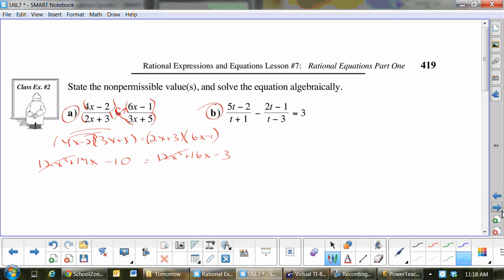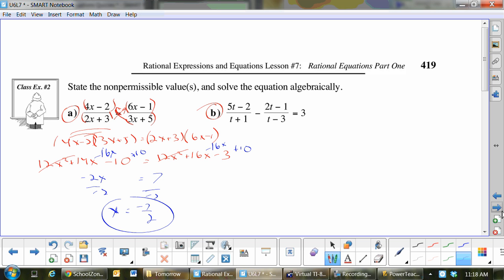What I want to do is I want to get 16x out of the other side. I want to bring it over here. I want all my x's on the left. Why? I just do. I like my x's on the left. Okay, so that will be negative 2x. And then I'm going to add 10 to get that out of there. Add 10, and I will get equals 7. And then I'm going to divide by negative 2. X equals negative 7 over 2.